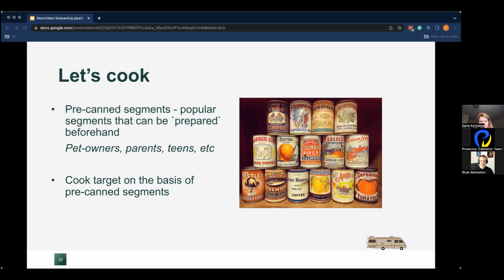Segments are groups of people that have some common features. It can be pet owners, parents, teens, luxury car buyers, etc. So pre-canned segments in our world are just some popular segments, and we prepare them in advance. And the idea is that we can then start cooking targets on the basis of these pre-canned segments, and the whole processing time should ideally be reduced. So luckily, we have smart people in our team, and they know what HyperLogLog is.